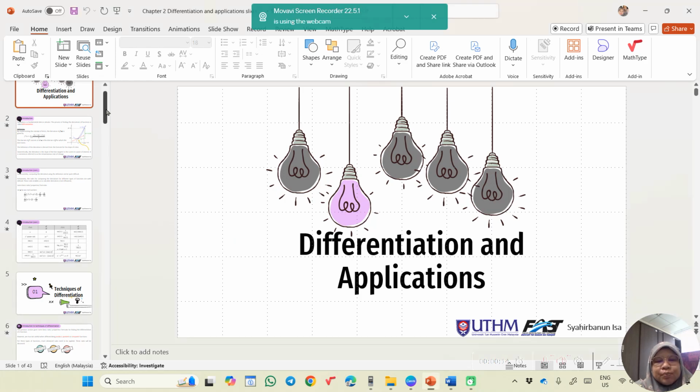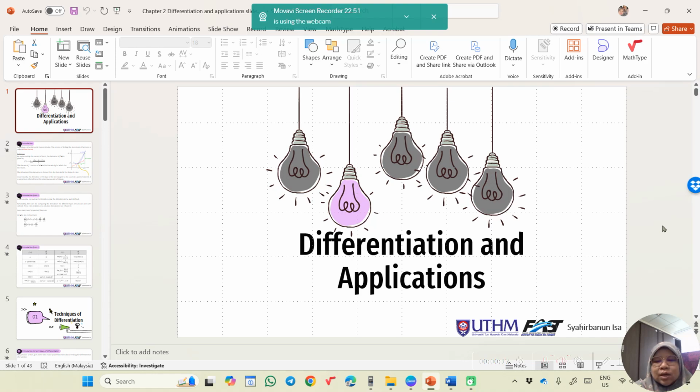Okay, now we are already in chapter 2 for the topic of differentiation and application. In this chapter, we will learn how to differentiate functions using several techniques of differentiation, and also we will look at how to differentiate some specific functions like implicit functions and parametric equations, and the application of differentiation in real life problems.